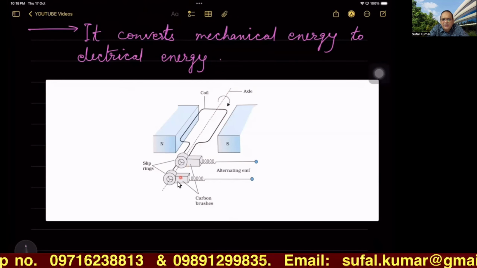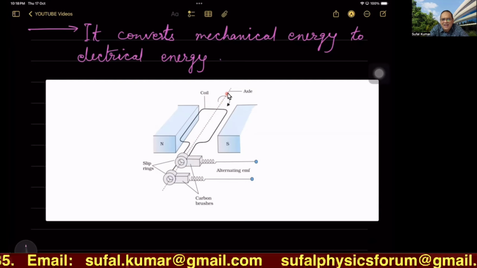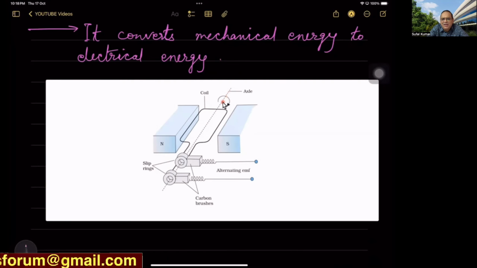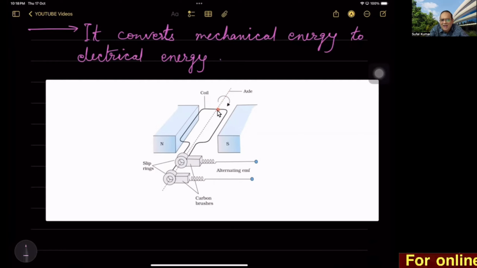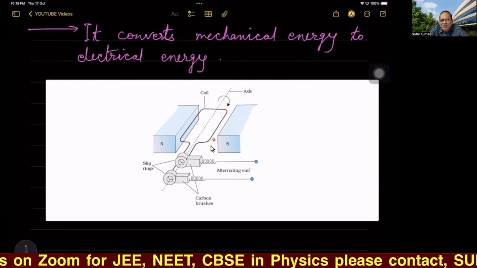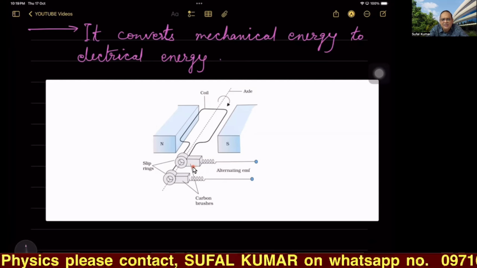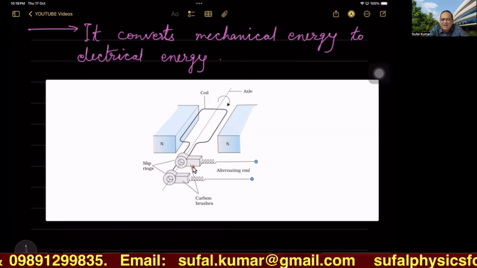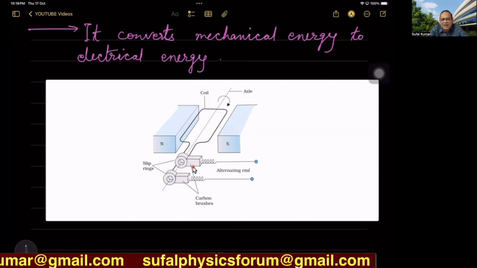This is the rotor, this central dotted line is known as the axle, and it has to be rotated mechanically. That's why from our side, in the form of input, mechanical energy is given to this system, and because of this whole arrangement, induced current is generated in this rectangular loop, and hence electrical energy is generated. That means mechanical energy is transformed into electrical energy.